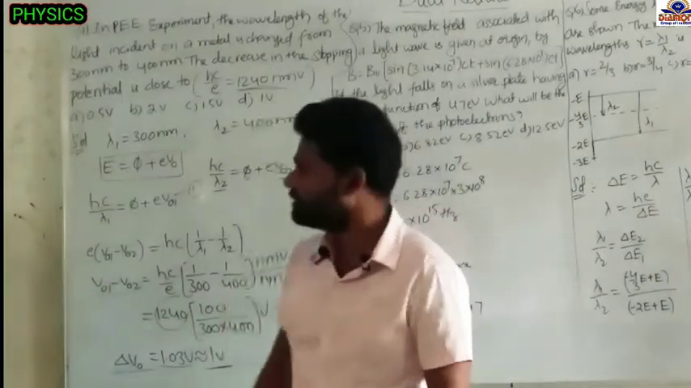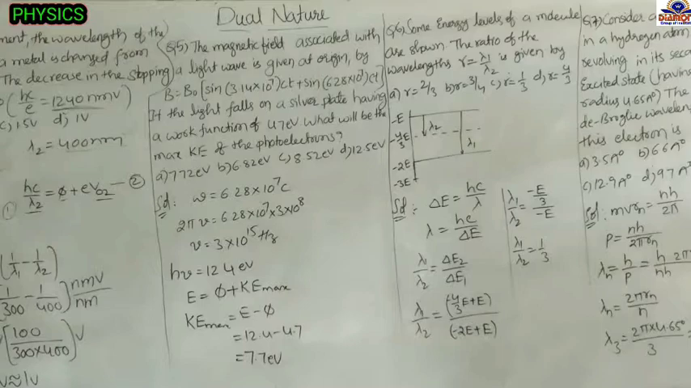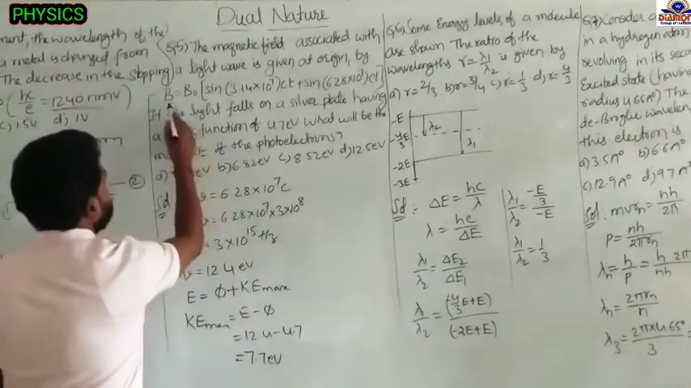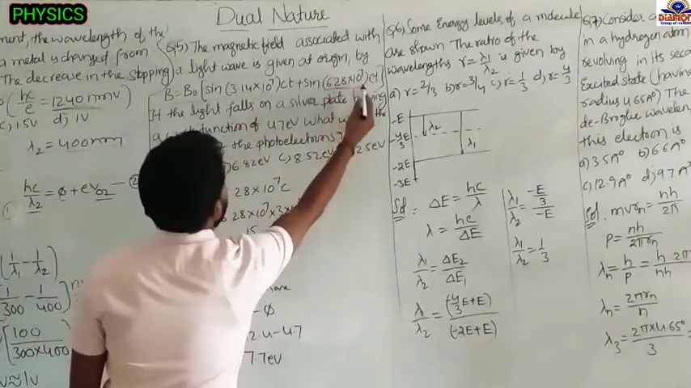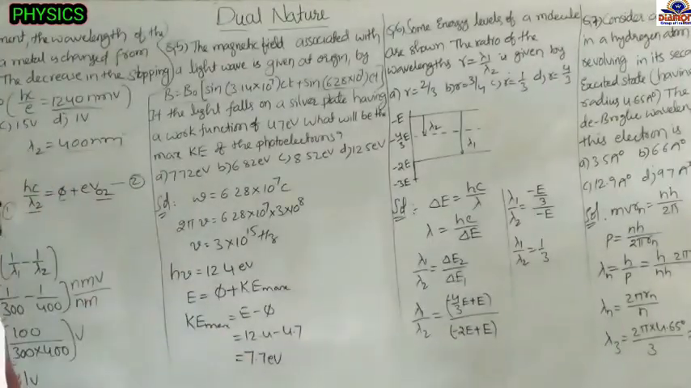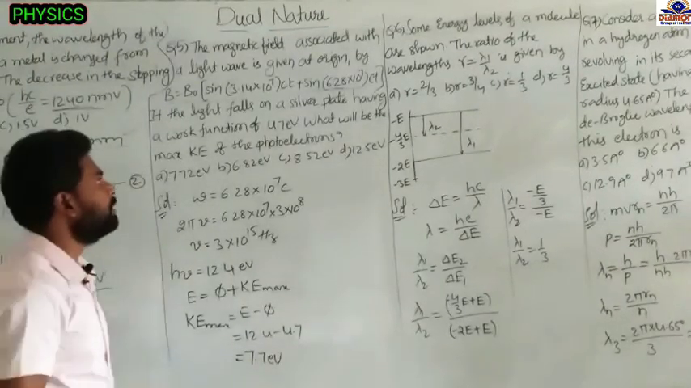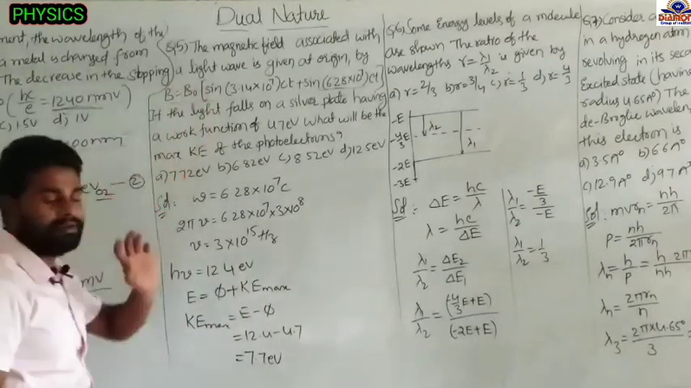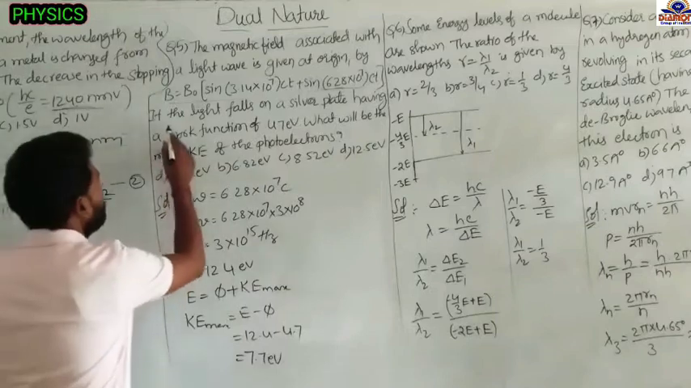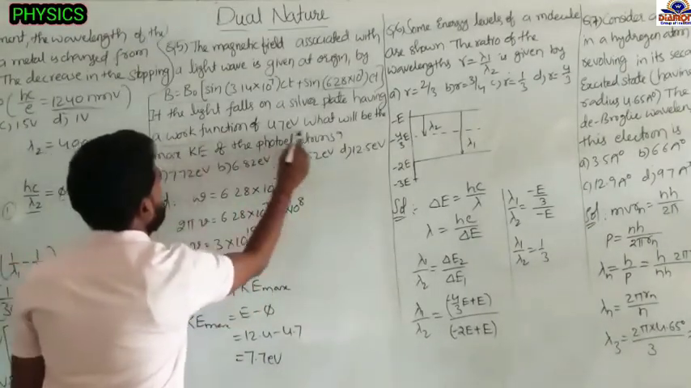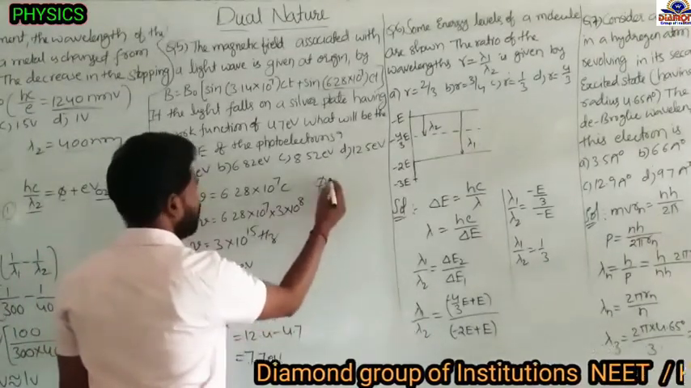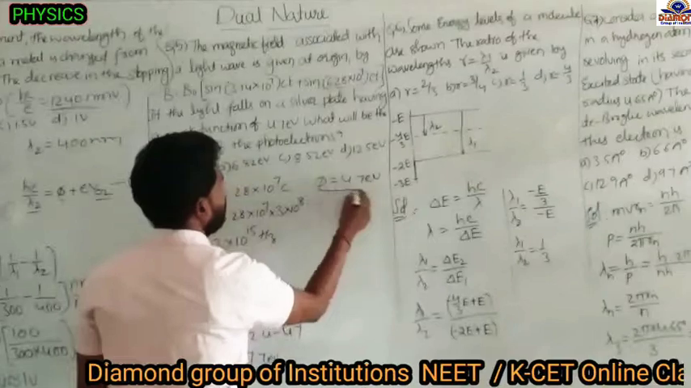Okay na? And next see the fifth question. The magnetic field associated with a light wave is given at origin by B naught equal to sine 3.14 into 10 power 7 ct plus sine 6.28 into 10 power 7 ct. This is the magnetic field associated with a light wave they given. Okay. If the light falls on a silver plate having a work function of 4.7 electrovolt, work function phi equal to 4.7 electrovolt they given.